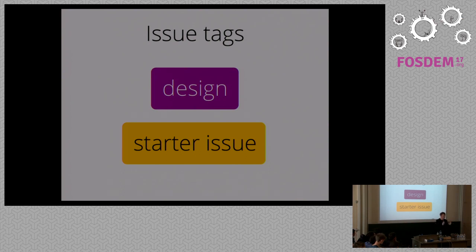So we just grouped it to one design tag because that makes stuff much simpler. And then also the starter issue or junior job label, which is just for issues which are very good for people new to the project. You can filter with two tags, so you can combine these tags and just see, oh, what can I do as a designer new to the project?